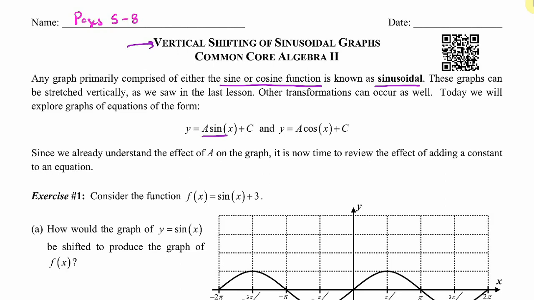So here we saw that in the previous lesson. Now we are simply adding some value to the end of the equation. And what effect is that ultimately going to have? Well, it's going to have a vertical shift, which is why we're talking about vertical shifts today. Just like with polynomials, if we add something at the end of the equation, it goes up or down by whatever that value is, and that's what C affects here.